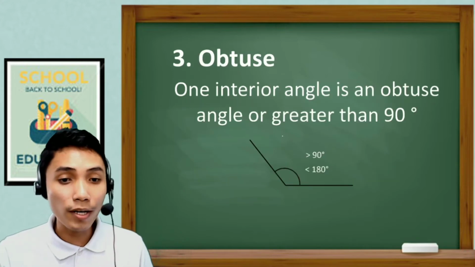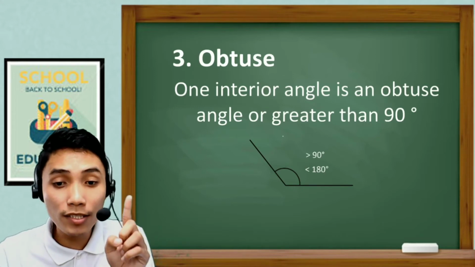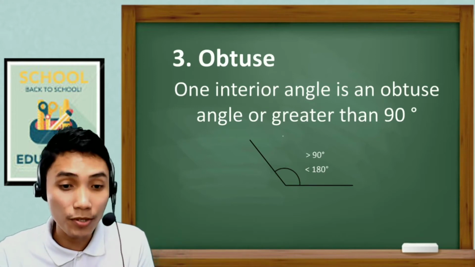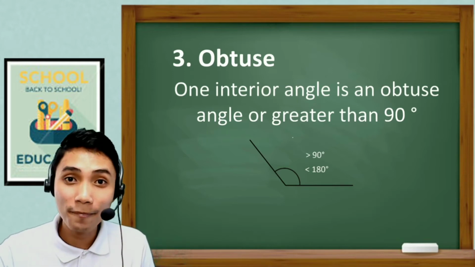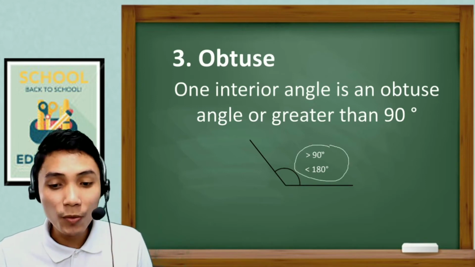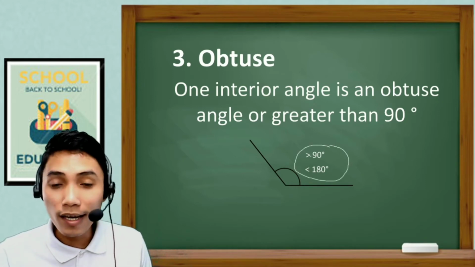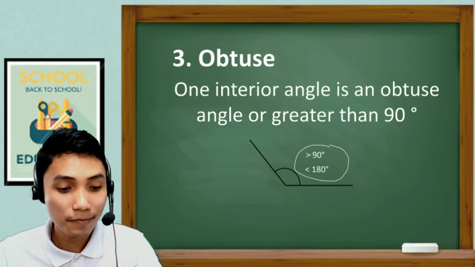So the next one is obtuse. Obtuse, that is one interior angle, is an obtuse angle or greater than 90 degree. Now from 90 degree to 180 degree, that is obtuse. Okay, obtuse angle.